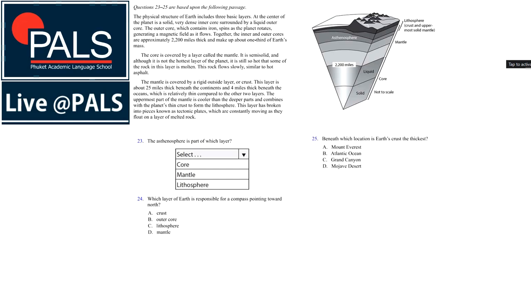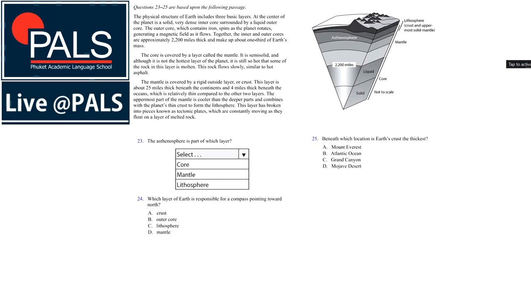The mantle is covered by a rigid outside layer, or the crust. This layer is about 25 miles thick beneath the continents and 4 miles thick beneath the oceans, which is relatively thin compared to the other 2 layers. The uppermost part of the mantle is cooler than the deeper parts and combines with the planet's thin crust to form the lithosphere. This layer has broken into pieces known as tectonic plates, which are constantly moving as they float on a layer of molten rock.